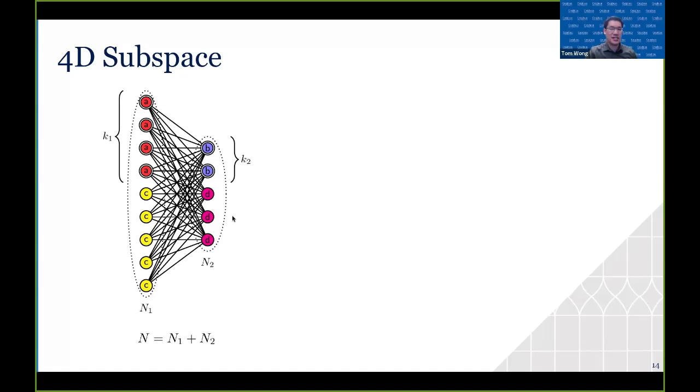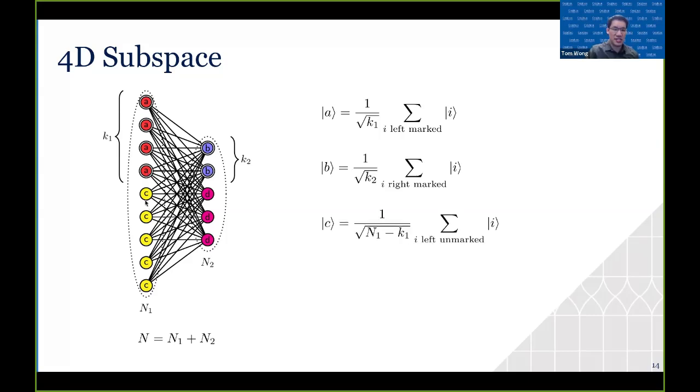And so again, we can then simplify this problem where instead of evolving in an n-dimensional space, we evolve in a 4-dimensional subspace. And that 4-dimensional subspace is spanned by uniform superpositions over all of the A vertices, over all of the B vertices, over all of the C vertices, and all of the D vertices. And so we'll just call those A, B, C, and D to denote the marked vertices in the left set, the marked vertices in the right set, the unmarked vertices in the left set, and the unmarked vertices in the right set. And so this allows us to simplify all of the math and actually solve what goes on. And so I will go ahead and give you the result.